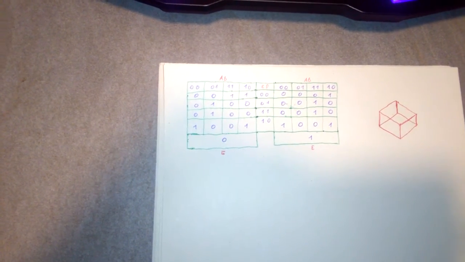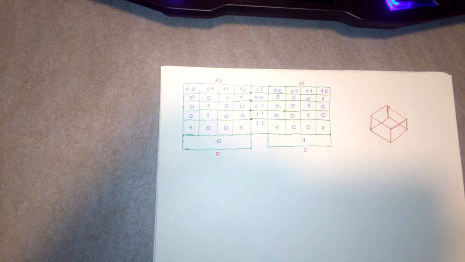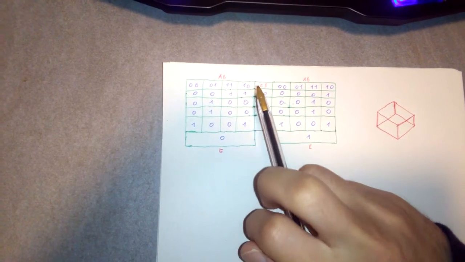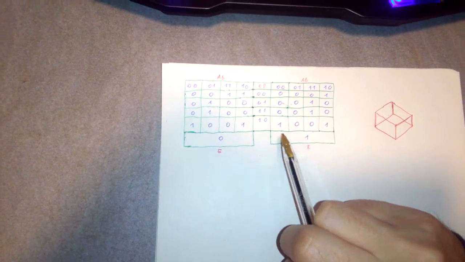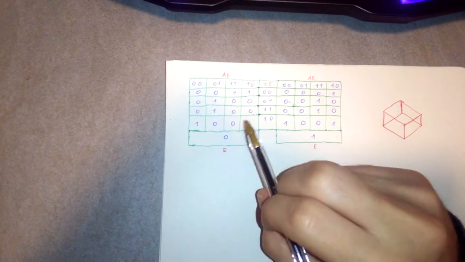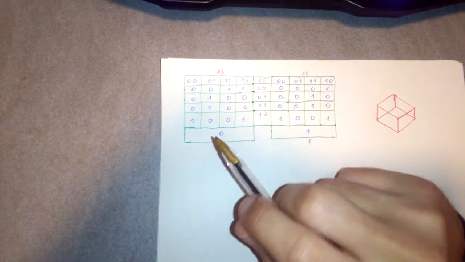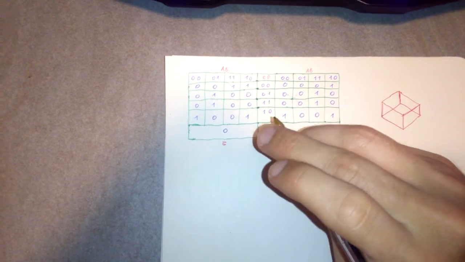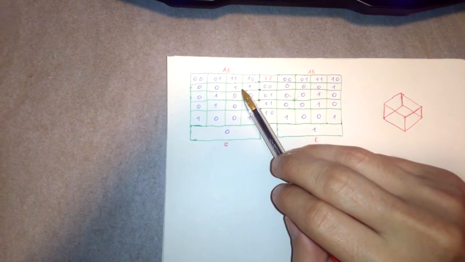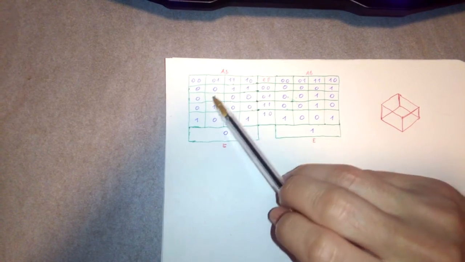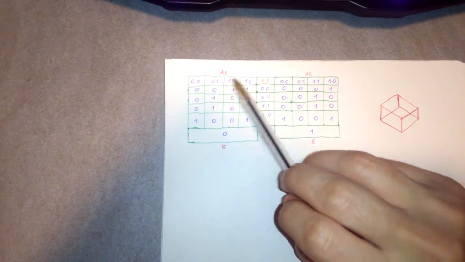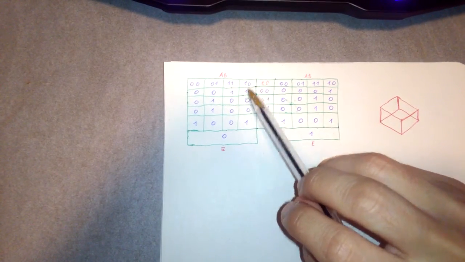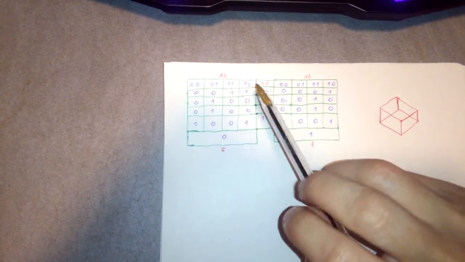So now what do we do? Well, we're basically gonna circle the ones in order to make our groups of prime implicants. And these groups actually have to be a power of 2, so you cannot have groups of 3 and so on. You want to make them as large as possible. You cannot go diagonally. You can only move like Pac-Man, so bottom, top, or left, right.